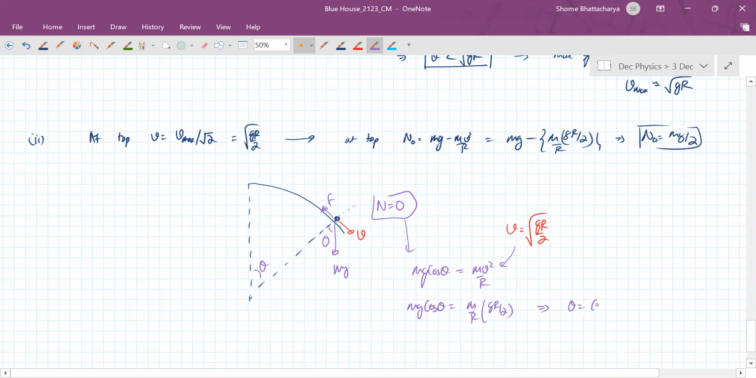So theta you can see will become cos inverse of 1 by 2 or pi by 3, that is 60 degrees. So at the top, it's starting off with a speed of v equal to root gr by 2 and maintaining this uniform circular motion. Then it loses contact with the surface at this particular angle.